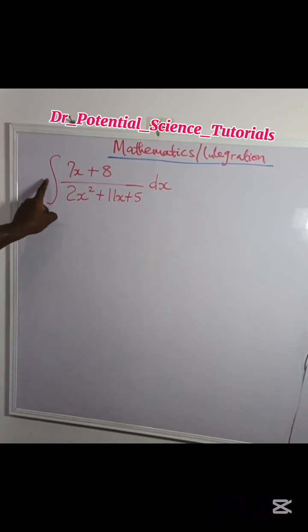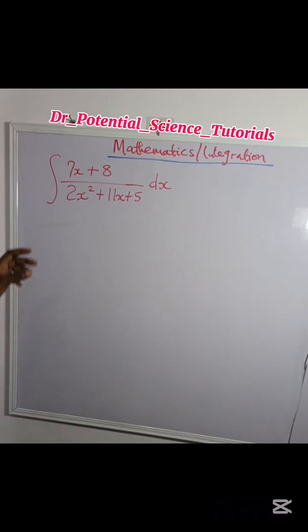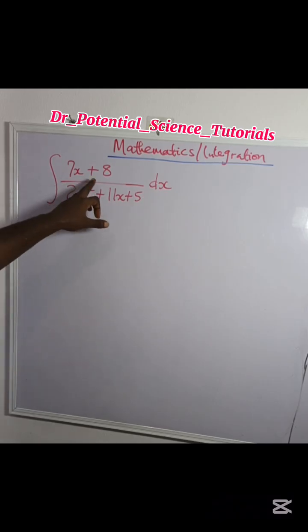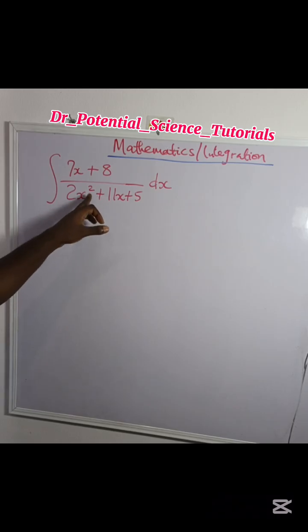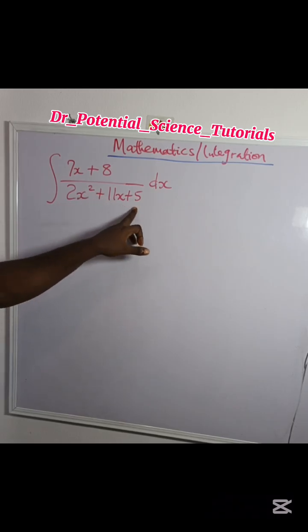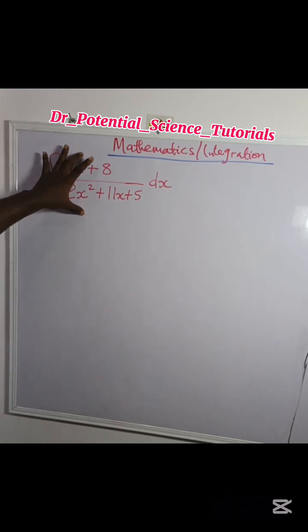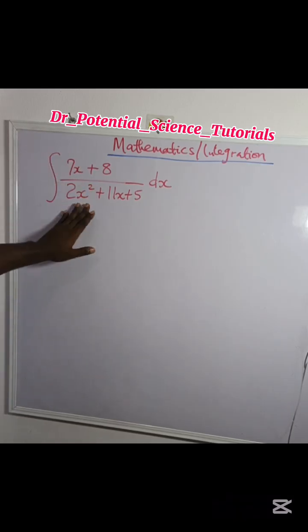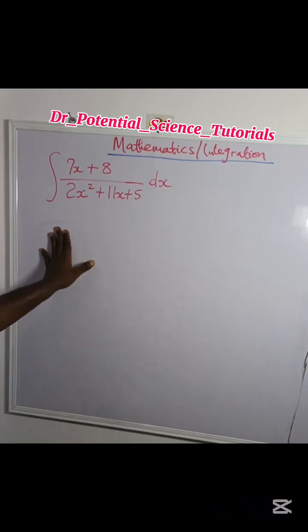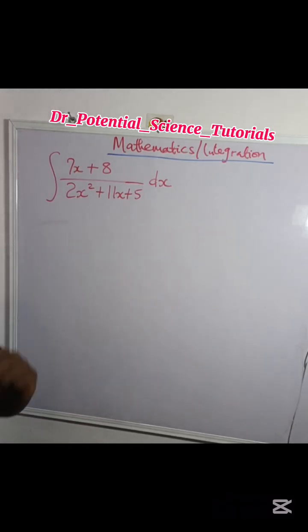Let's assume we are given a question like this in an exam. Integrate (7x + 8) divided by (2x squared + 11x + 5) with respect to x. How do we solve a question like this? If you look at this fraction, it has a numerator and a denominator. Now, there's something we call integration by partial fraction.